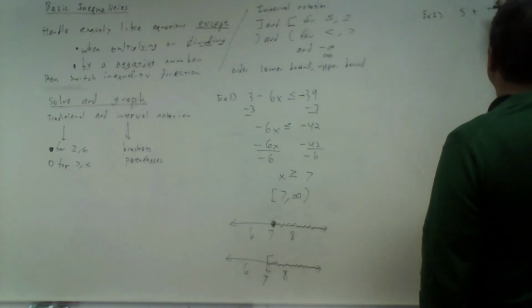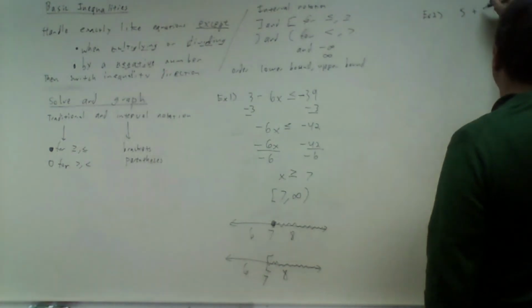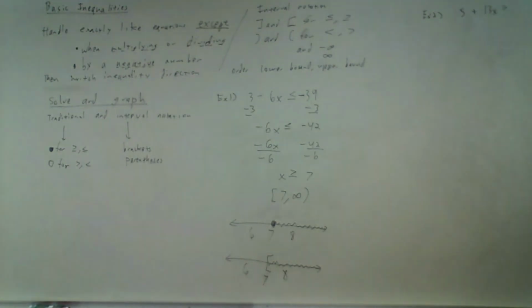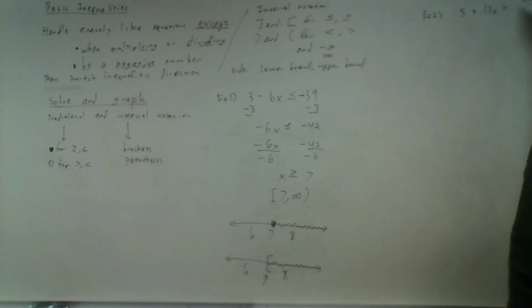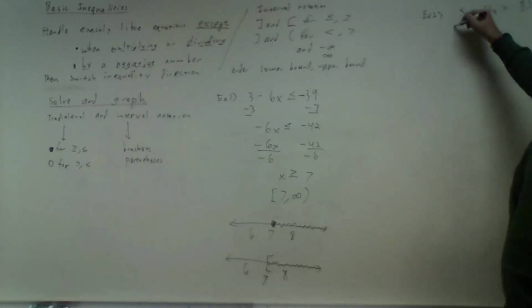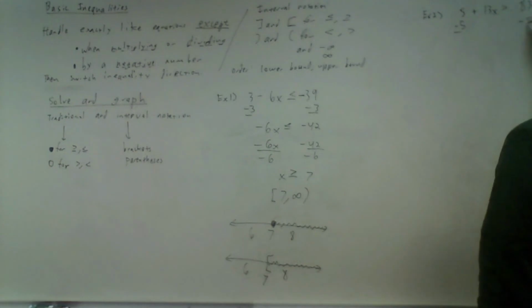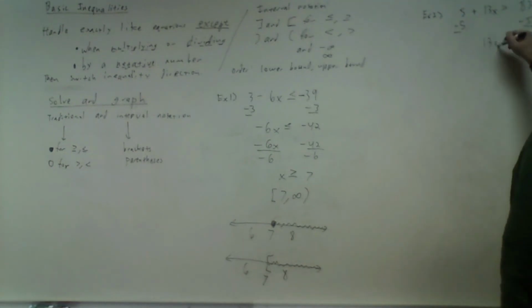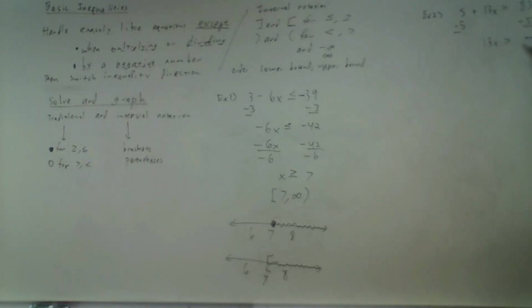5 plus 13x is greater than 83. Subtract the 5. We get 13x is greater than 78.